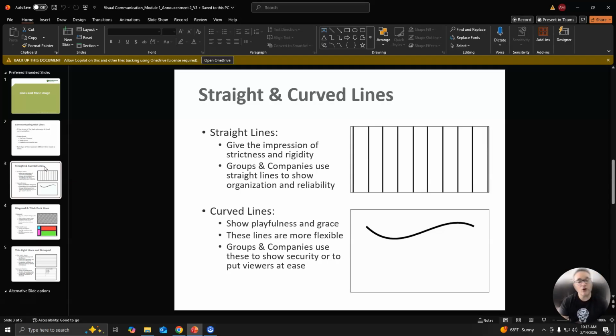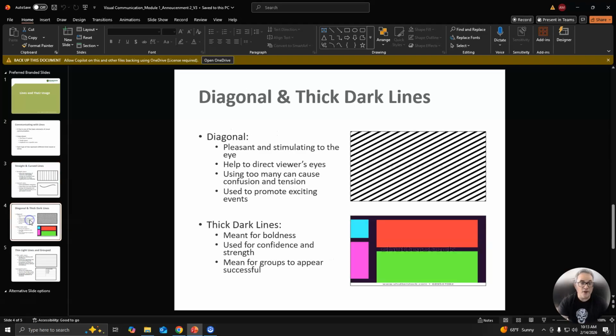That's really the purpose. Now, curved lines also show trust, but in a different way. They show playfulness and grace. They allow the viewer to feel at ease a lot of times. So unlike consistency purposes, curved lines allow it to show a little bit more fun and security in that way, where viewers can feel relaxed a little more.